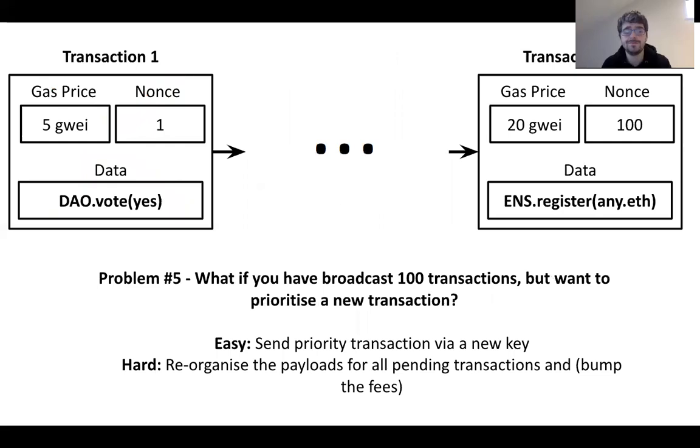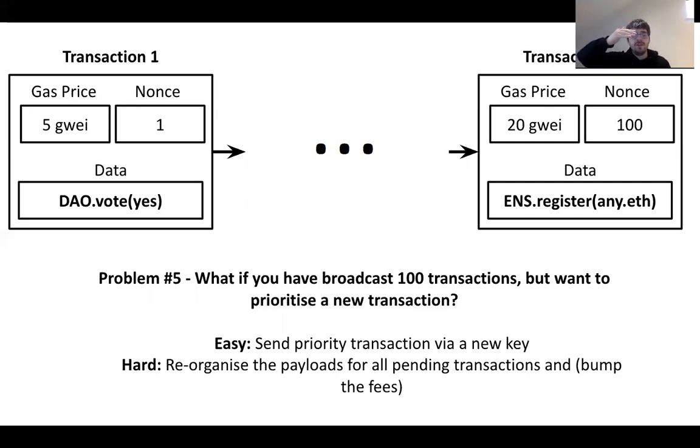And finally, what if Bob has sent 100 transactions to the network and they're all pending? Then Bob has a new transaction that he needs to prioritize. Maybe there was a dip in the price and he needs to protect his CDP before it gets liquidated. Well, there's two ways to solve this. One, the easy solution is that Bob will send it from a new signing key. But of course, he might not always have a new signing key to send it from, or at least a signing key with funds. So the only other solution is that he has to reorganize the queue of transactions.